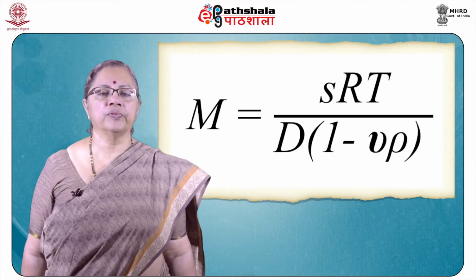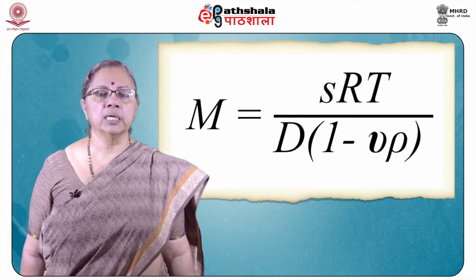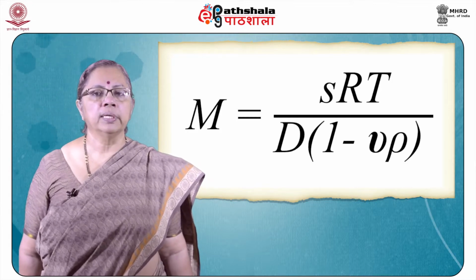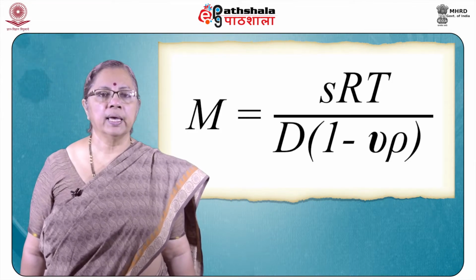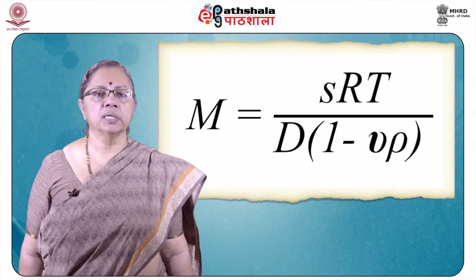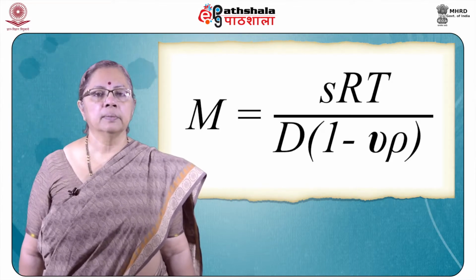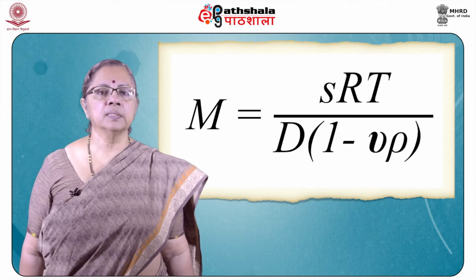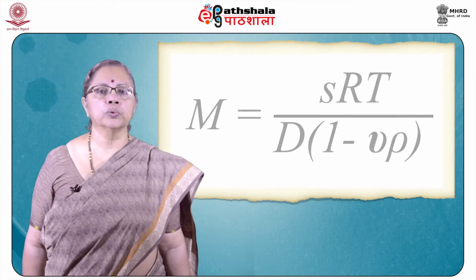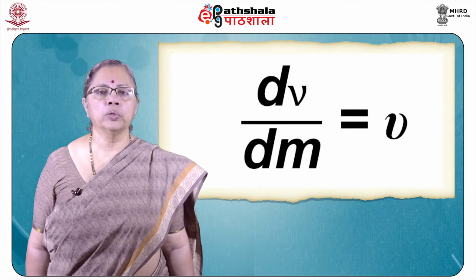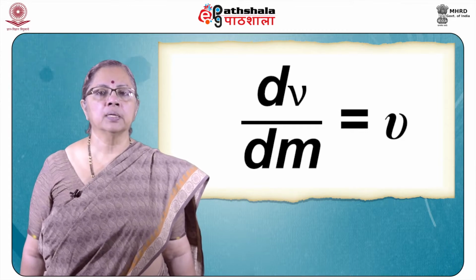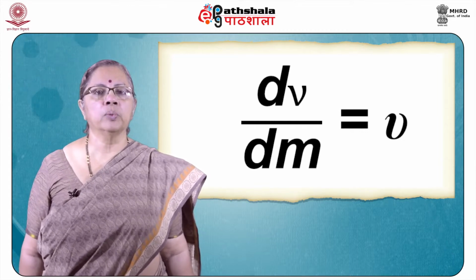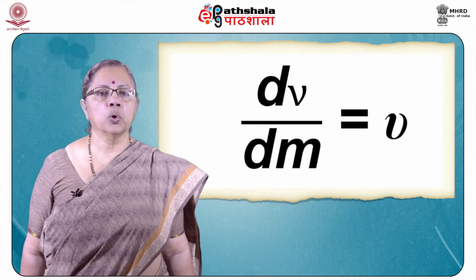The frictional coefficient in the sedimentation equation can therefore be replaced, so that M is equal to s R T divided by D (1 minus nu rho). Partial specific volume nu can be defined as the volume increment when 1 gram of macromolecule is dissolved in a large volume of solvent.